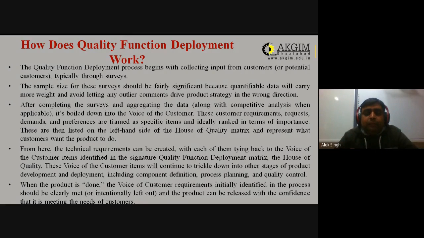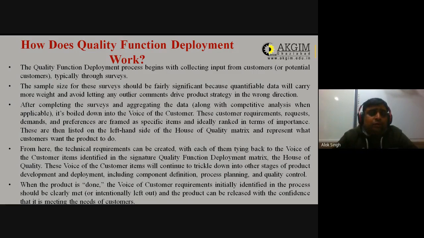And after that, once you have noticed the voice of your customers, you will make a priority rating of your customer. Okay, means which factor your customers are considering on higher side, on larger side. So these are then listed on the left hand side of the house of quality matrix and represent what customers want the product to do.